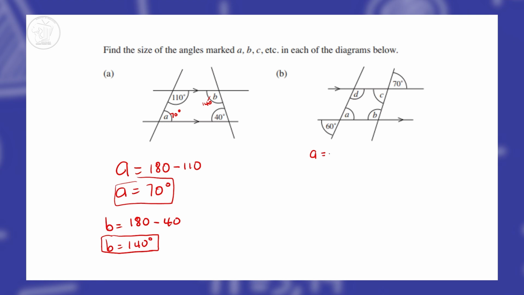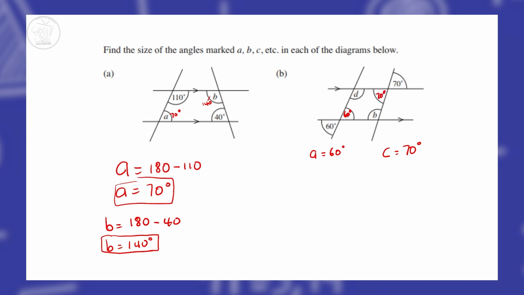As we can see, we have parallel lines and a transversal being cut, and A is vertically opposite to 60. So A is equal to 60 degrees, because it's vertically opposite to 60. The same thing we can do for C. We have parallel lines, a transversal cutting, and here is 70, so here will also be 70. So C is equal to 70 degrees, because C is vertically opposite to 70.